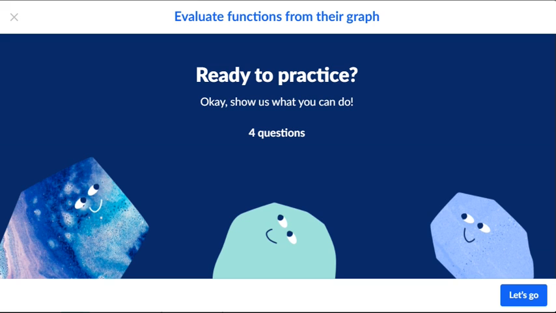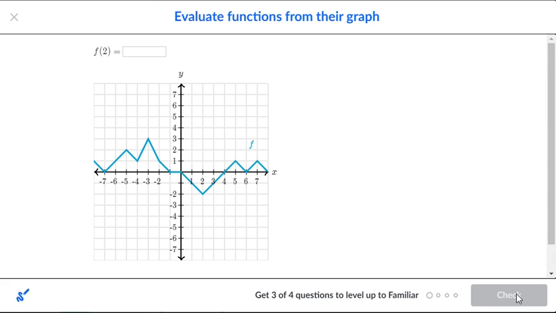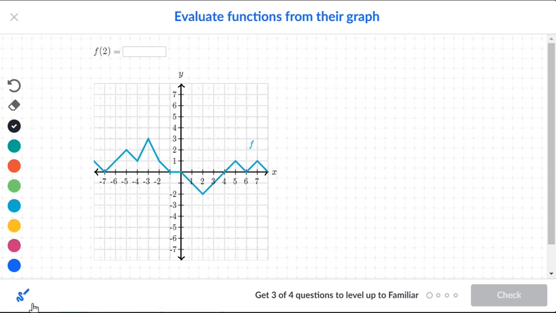Evaluate functions from their graphs. Okay, so what they do is they give us f of 2. So you have f of 2, and you want to figure out what that means. So f of 2, what would that be equal to? Well, in f of 2, the inside number here is your x. So this would be your x.